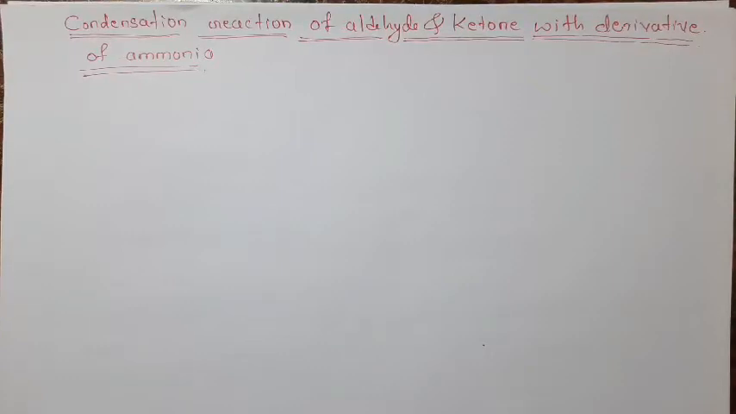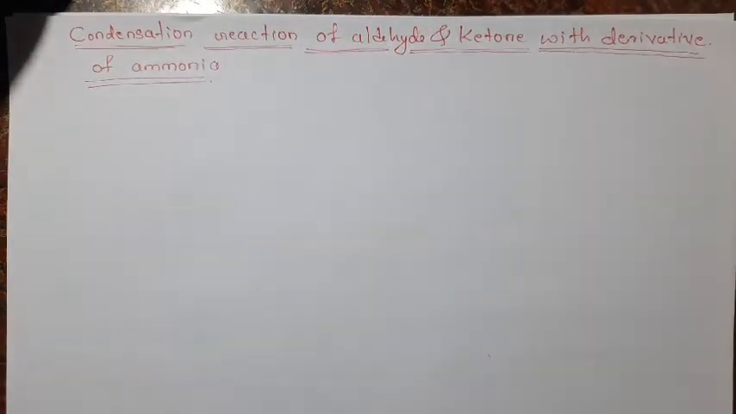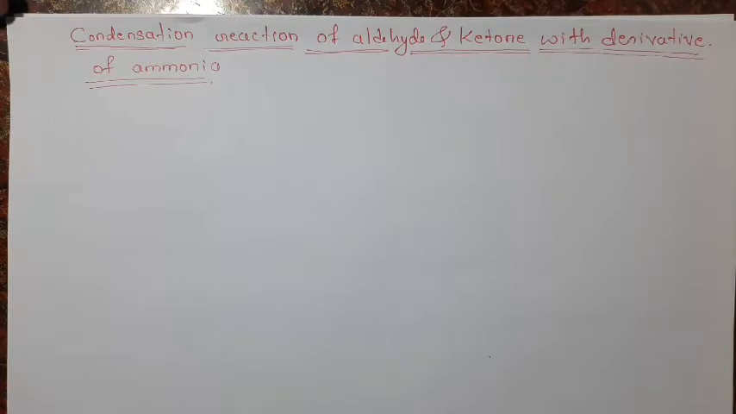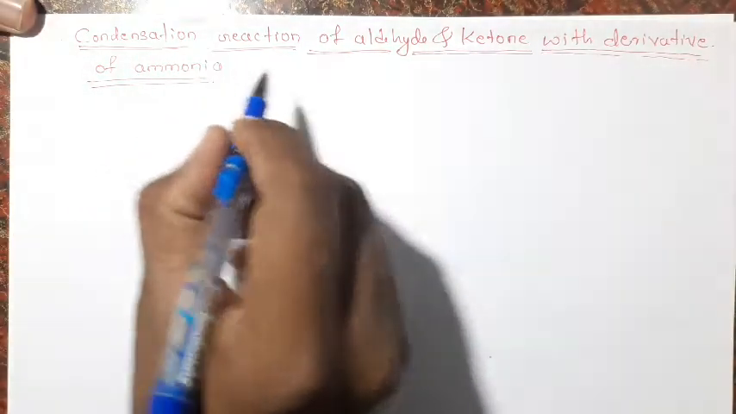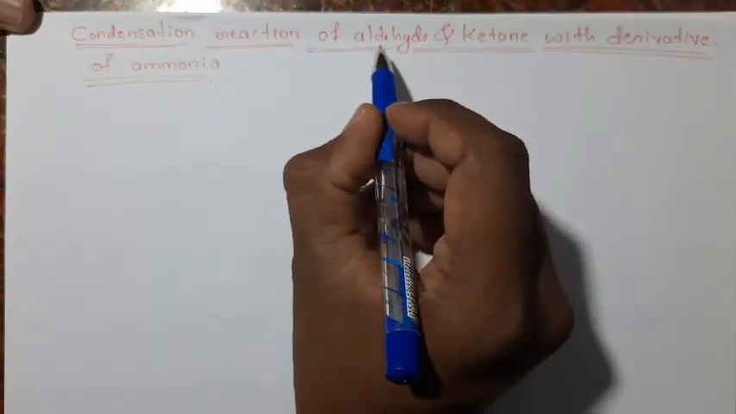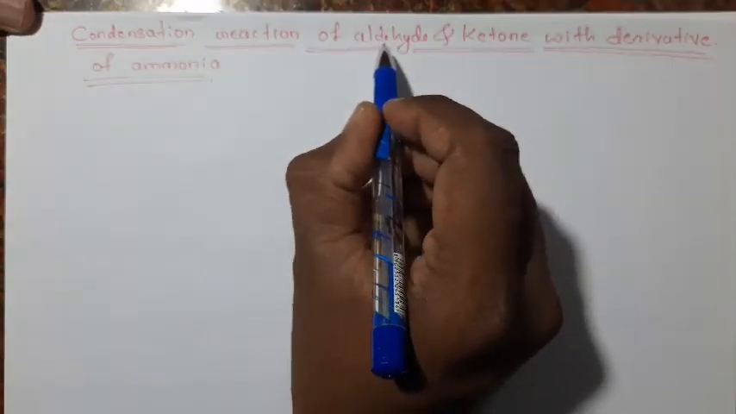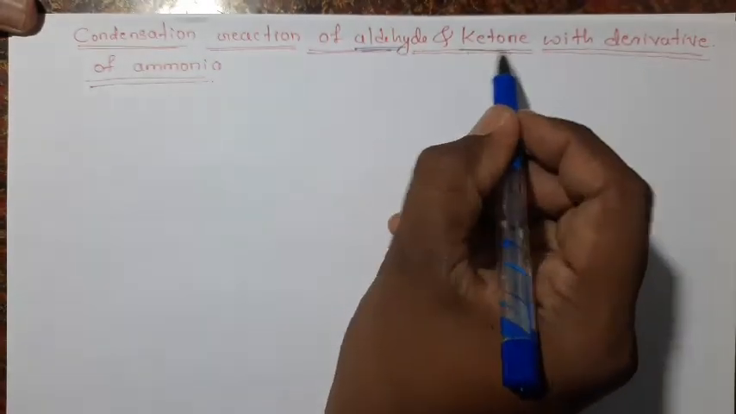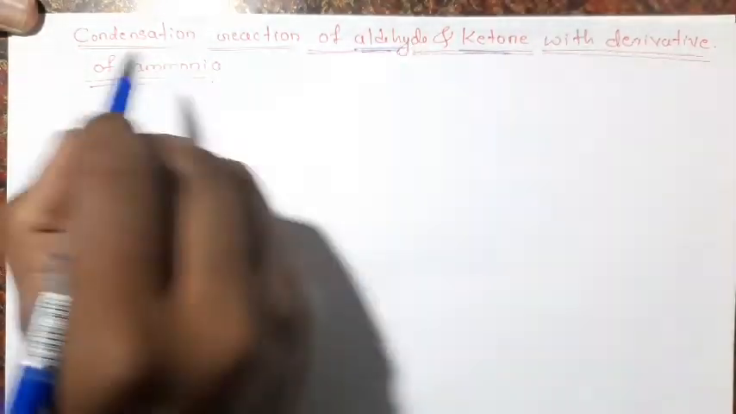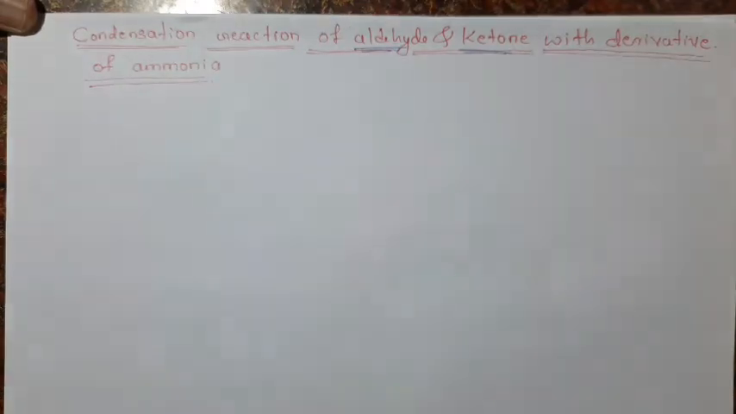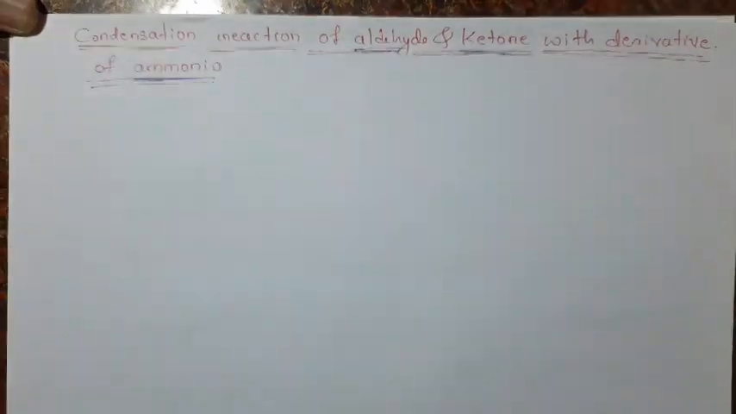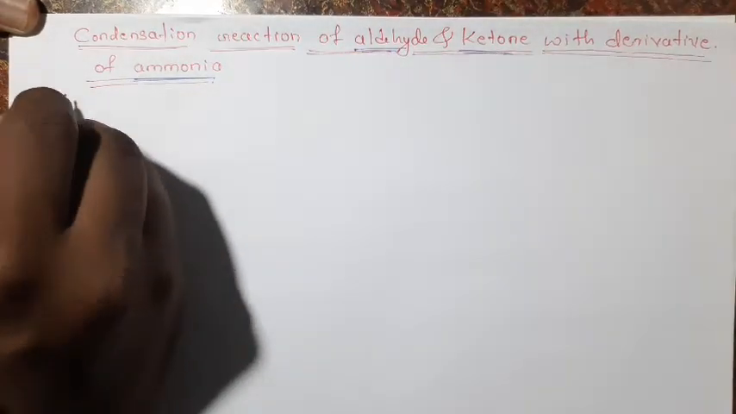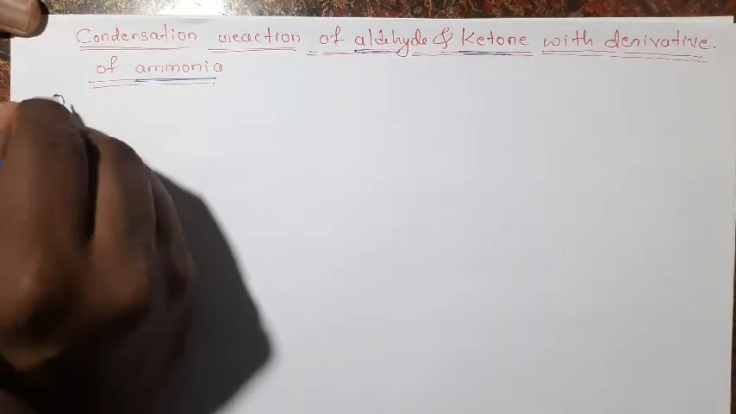Okay, good morning friends. Today we are going to discuss the condensation reaction of aldehydes and ketones with derivatives of ammonia. Here we are going to study the chemical properties of aldehydes and ketones, and this chemical property is the condensation reaction of aldehyde and ketone with derivatives of ammonia. Okay. In this, the first chemical property is condensation reaction.